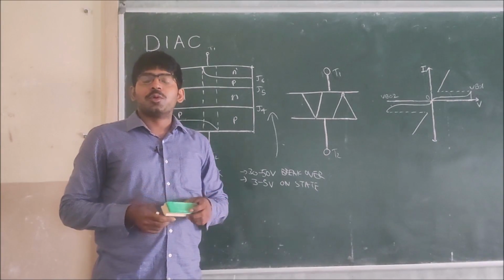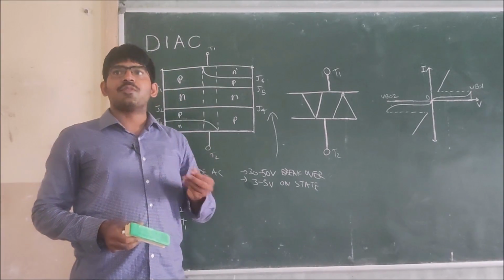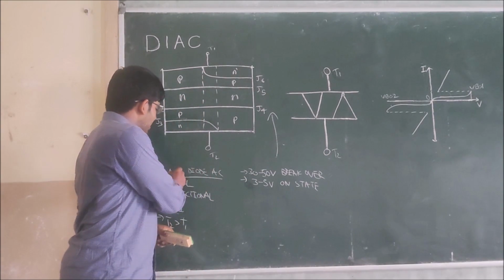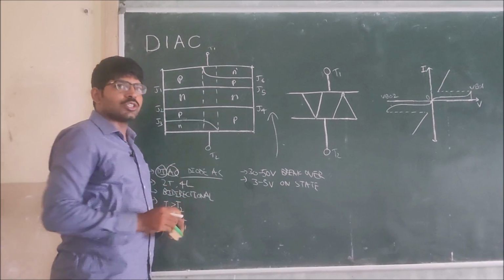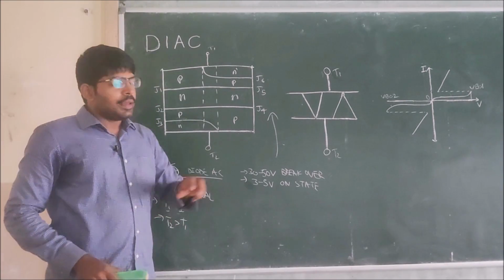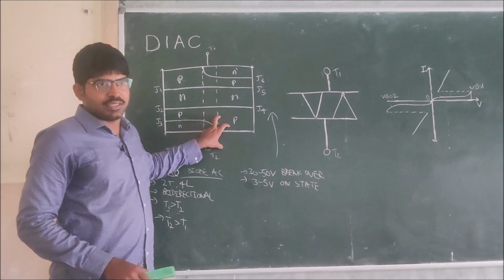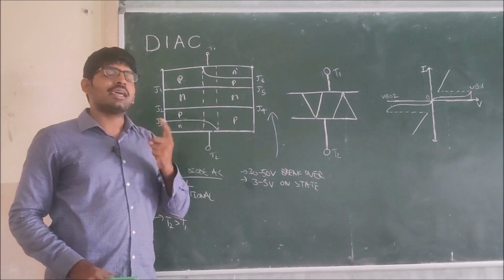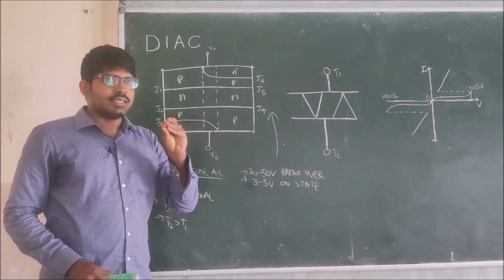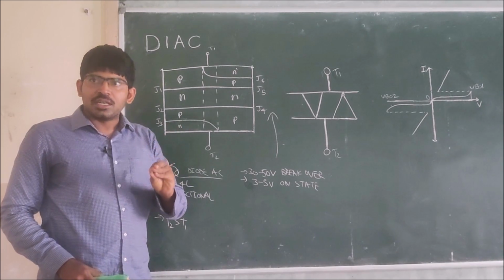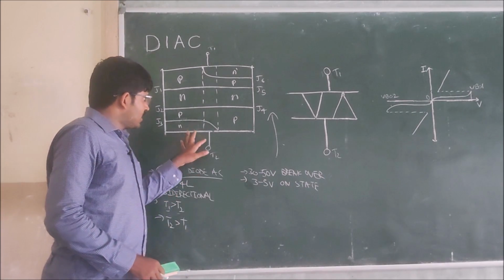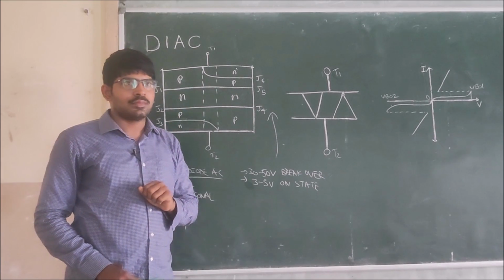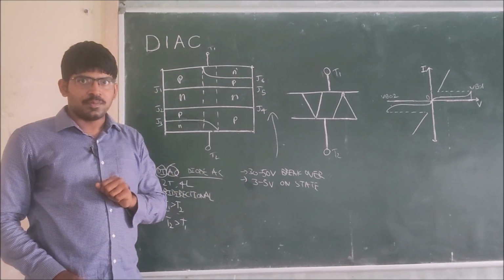Now we are discussing another thyristor family device, the diac. Diac means diode that works with AC. This is a bidirectional device, so it conducts in both directions, unlike SCR. SCR is a unidirectional device. This diac has 4 layers, PN, and 2 terminals.